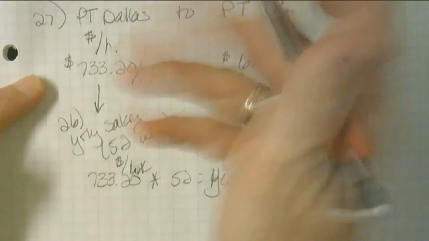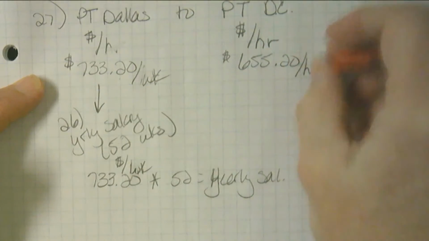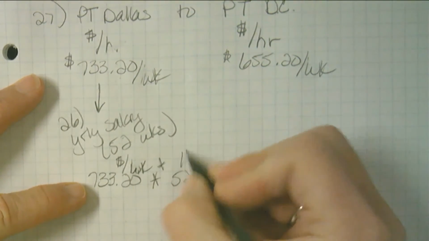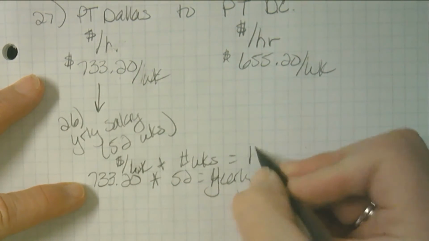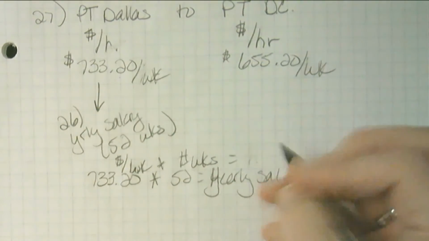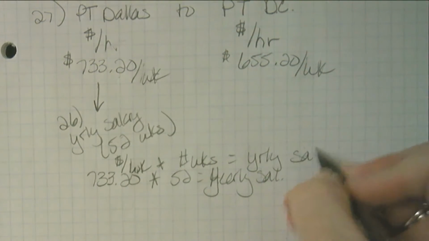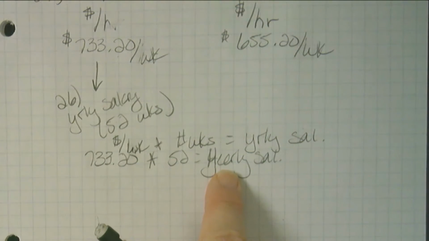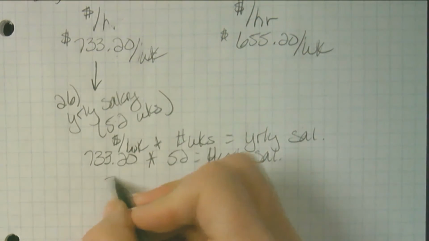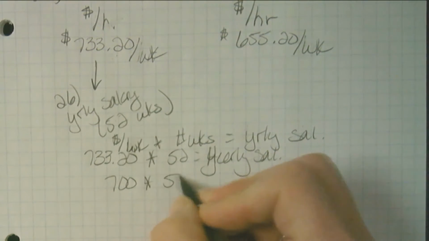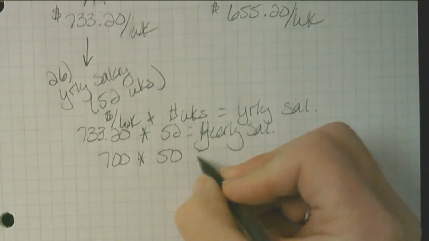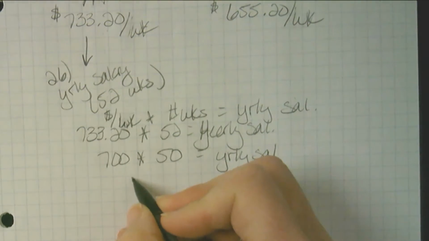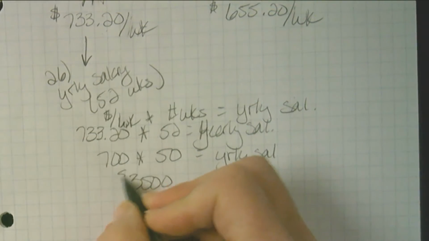Let's make sure that I write this information down properly. This is cost per week. So my cost per week times my number of weeks gives me my yearly salary. So there's my game plan that I would have used for all of these. For me to do mental math, I'm going to use 700 times 50 for my yearly salary. So this is approximately $3,500.